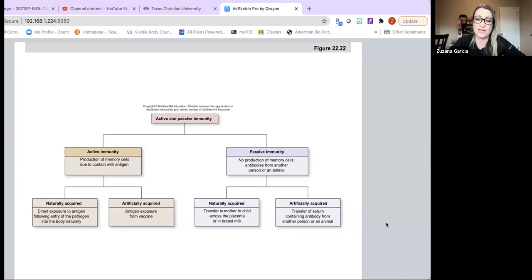Artificially acquired immunity is when you're exposed to the antigen from a vaccine. And there are different kinds of vaccines. Some would be using parts of the pathogen. So they would take a virus and break it down, and it just has parts of the viral capsule. And then your body still perceives it as that antigen. It still has those epitopes on it, so your body can fight it off.